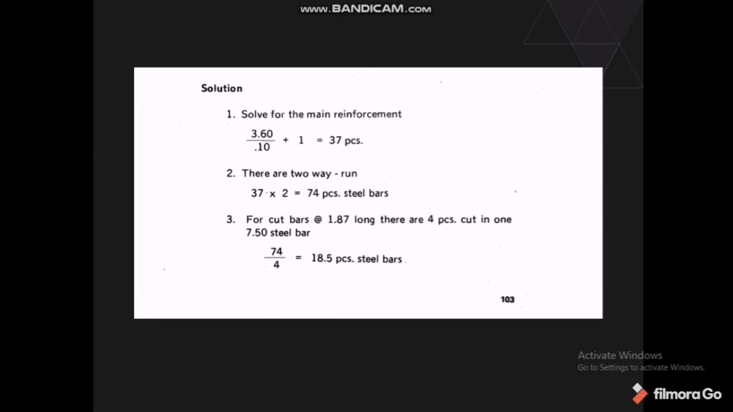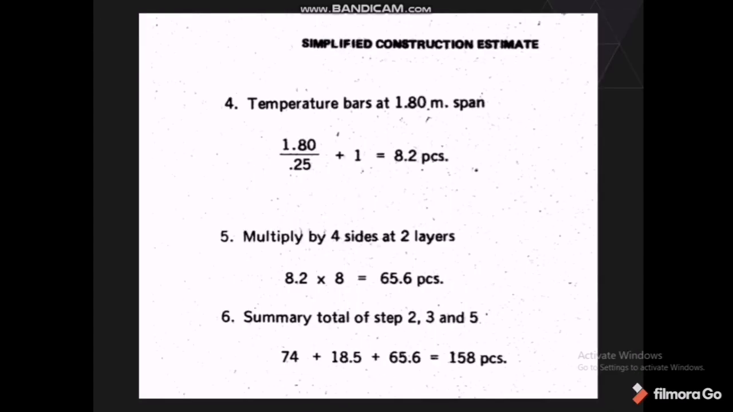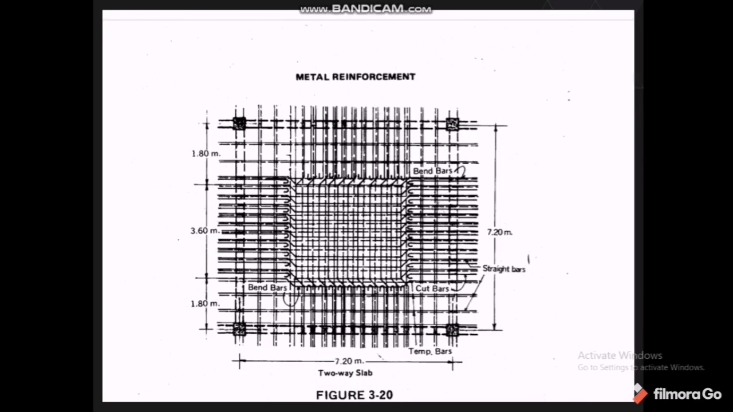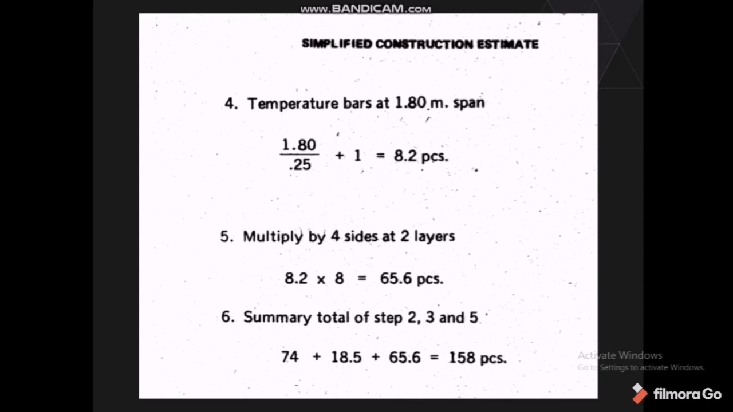For cut bars at 1.87 long, there are 4 pieces. There are 4 pieces cut in one 7.50 steel bar. So 74 over 4, that is equal to 18.5 pieces steel bars. For temperature bars at 1.80 meter span, 1.80 divided by 0.25 plus 1 is equal to 8.2 pieces.